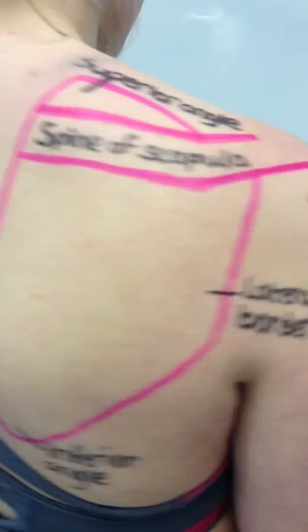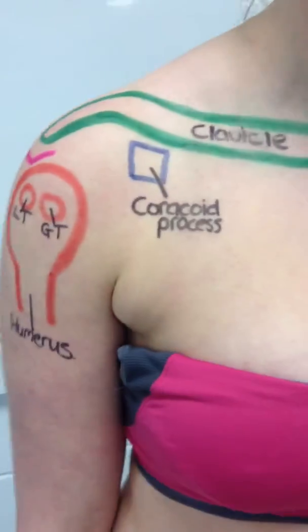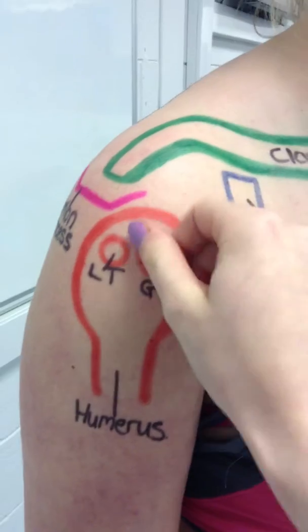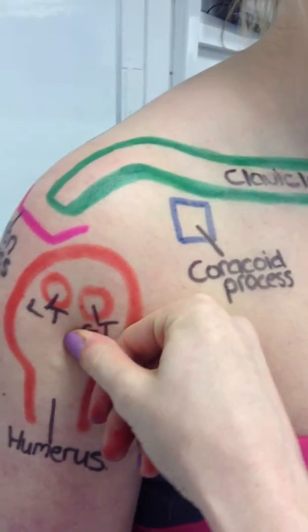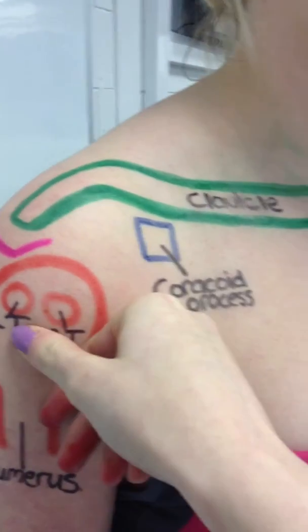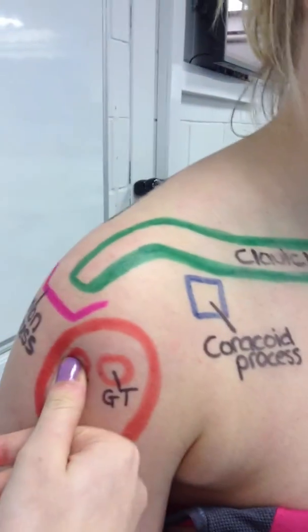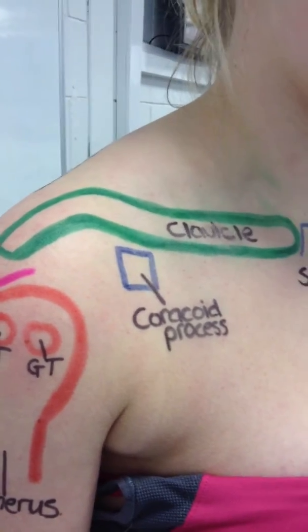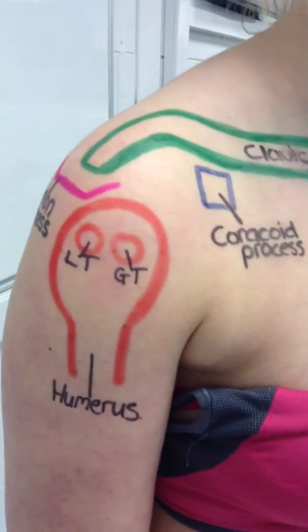Next, if I could get you to turn around, John. Here we have the bicipital groove, and it runs directly between the lesser tubercle and the greater tubercle. Here we have the lesser tubercle, and it is smaller than the greater tubercle and is the attachment site to the fourth rotator cuff muscle.